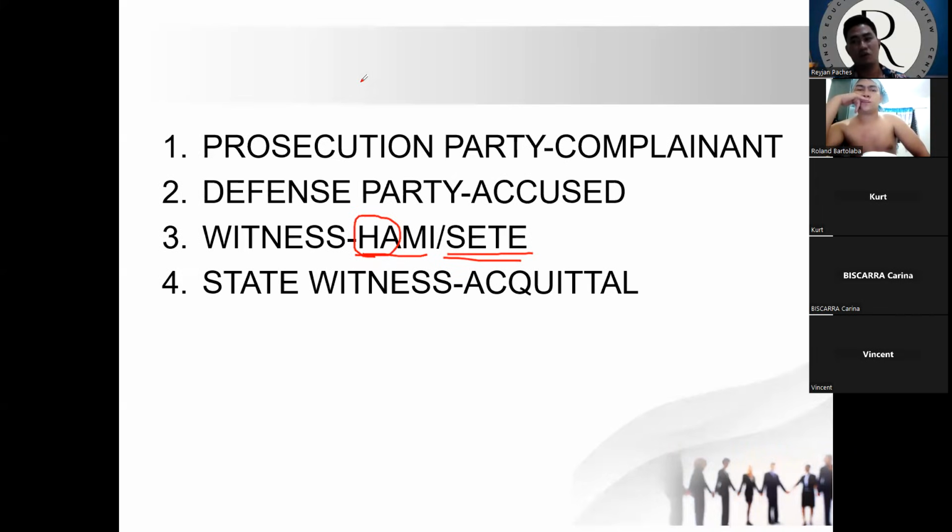So ayan. Of course, mapapalaya ka or you will be acquitted. But of course, ang kapalit ng class, ang kasamahan mo, magiging convicted sila sa crime. Okay? So yan yung tinatawag natin na state witness. Nakuha ninyo? Sige. Let's proceed now sa next.